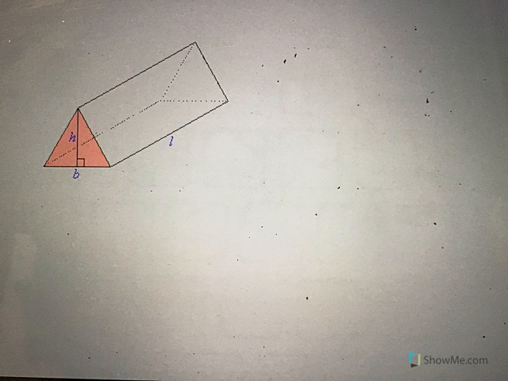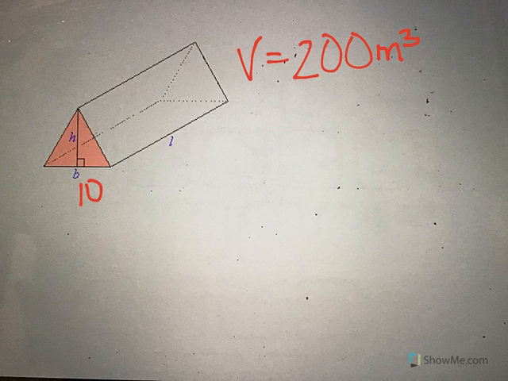Let's do one more. This time we're going to be given the volume of 200 meters cubed. Let's say the B is 10 in the meters, and the height of the 3D shape is 5 meters. This is not drawn to scale. What is the height of the triangle?